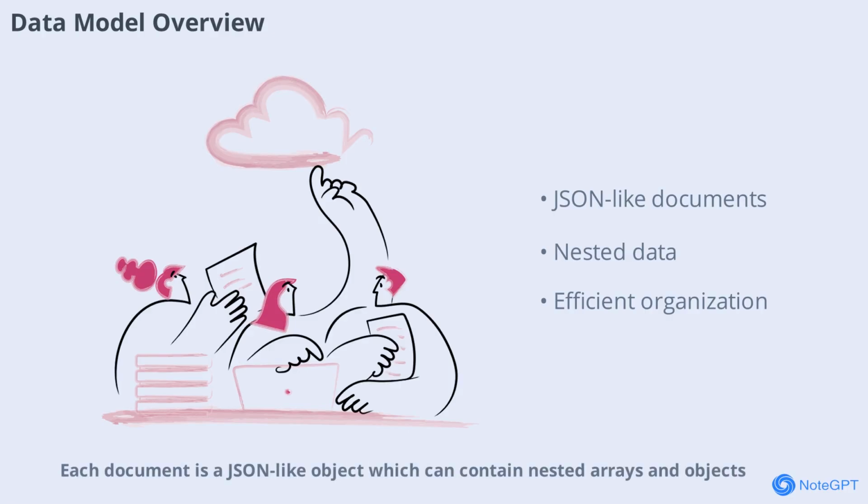Each document is a JSON-like object which can contain nested arrays and objects. Collections group related documents together, allowing for efficient organization and retrieval. This model supports a wide range of data types and structures, making MongoDB suitable for diverse applications.